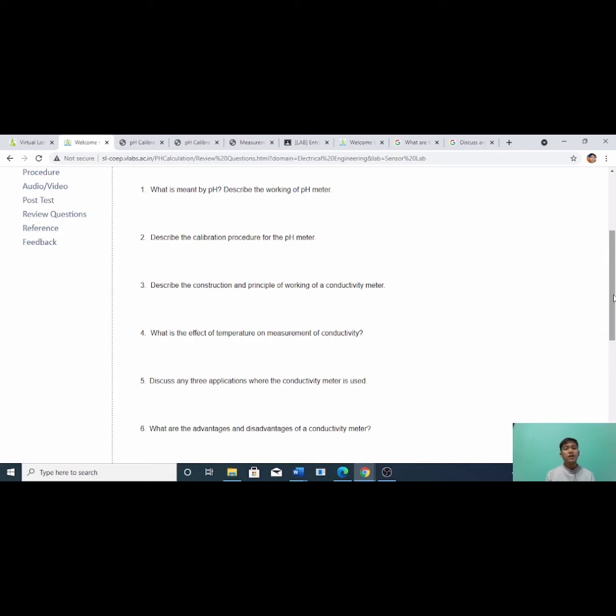Describe the working pH meter. So what is meant by pH? Describe the working pH meter. A pH meter is measuring how acidic or basic your solution is. It ranges from 0 to 14, as we all know. 7 is neutral, that is the pH value of distilled water. And pH is really the measure of the relative amount of free hydrogen ions in the water.